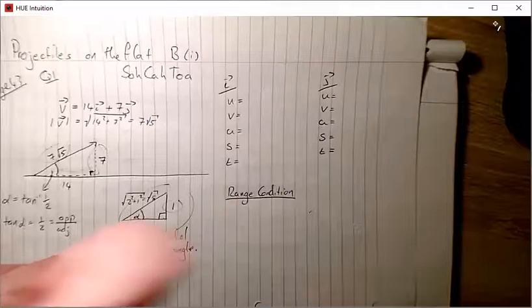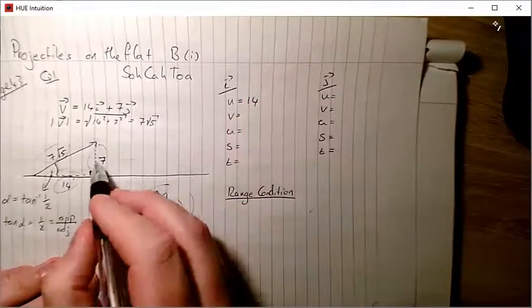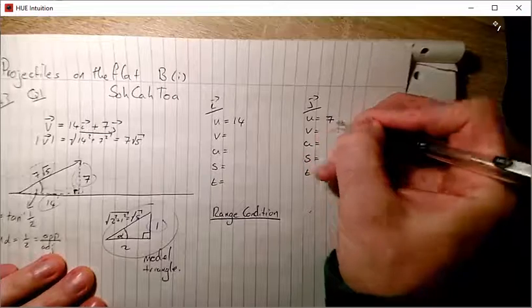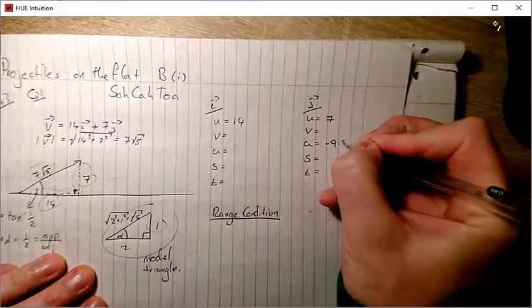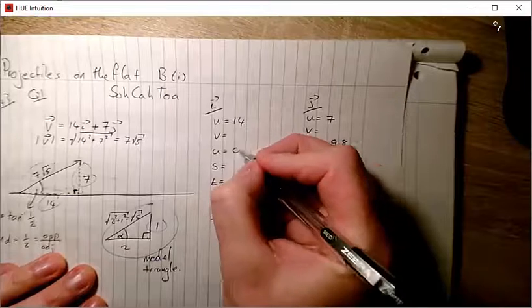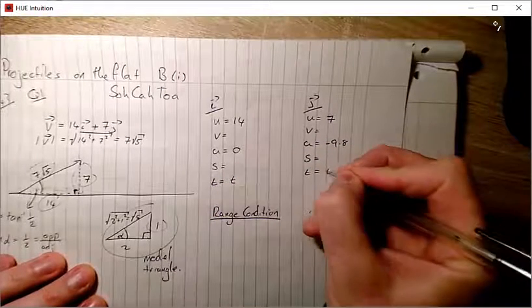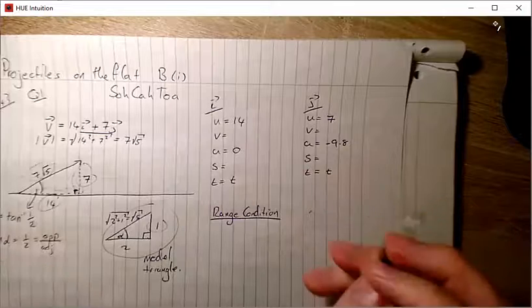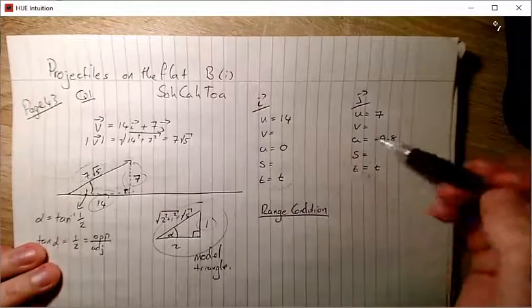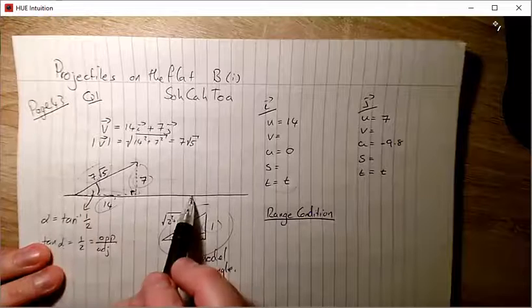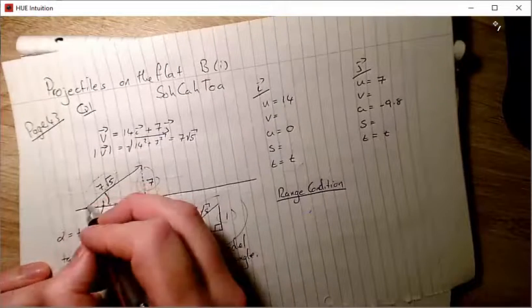We can say that in the i direction our initial velocity is 14. In the j direction our initial velocity is 7. We know that the acceleration, as it always is, in the j direction is minus 9.8, and in the i direction it's 0, as long as we're on the flat. And the time for both sets of equations is the same, because it's one particle, so the time it's been traveling across and the time it's been traveling perpendicular to the ground are the same.